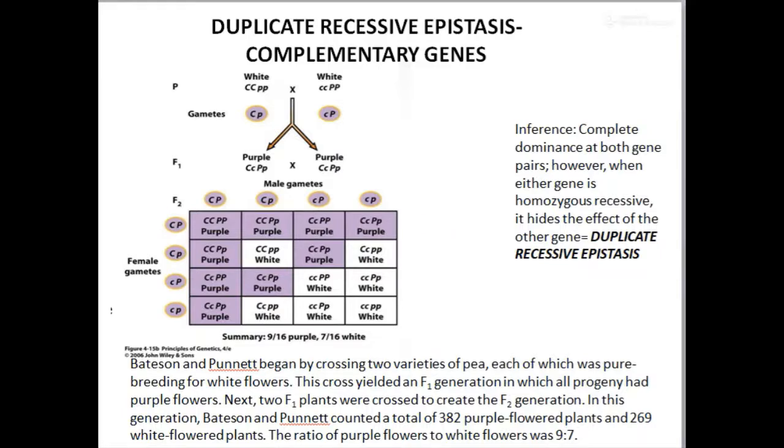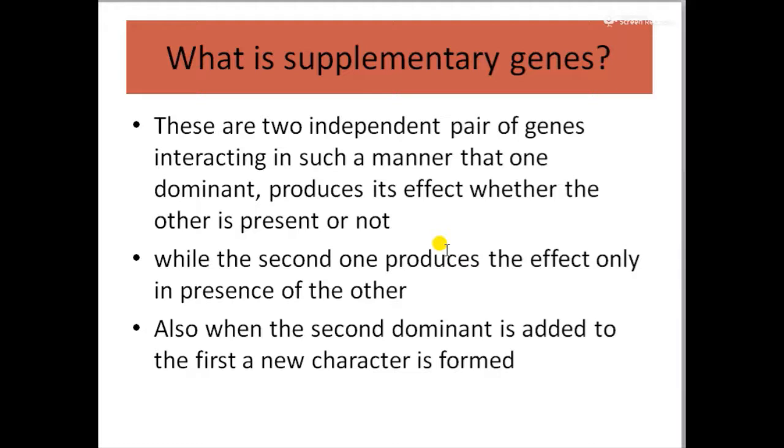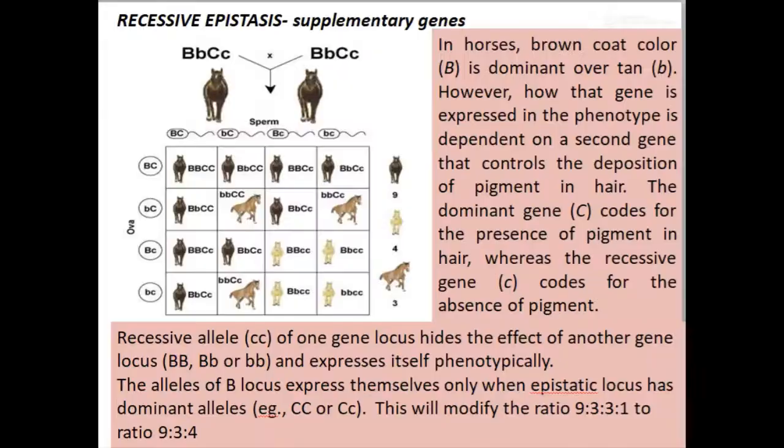Now, in the case of supplementary genes, we have a different case where there are two independent pairs of genes and they interact in such a way that one dominant produces its effect whether the other one is present or not, but the second one produces its effect only in the presence of the other. So we mentioned that the capital letter C will produce its effect whether or not the small letter b is there, but the effect will be different. And the capital letter B is also present here, but it will have a different effect.